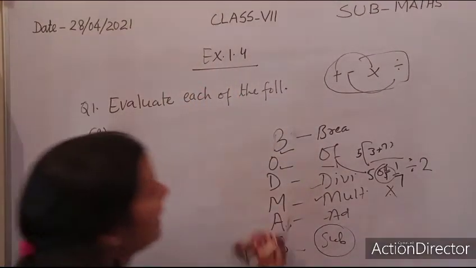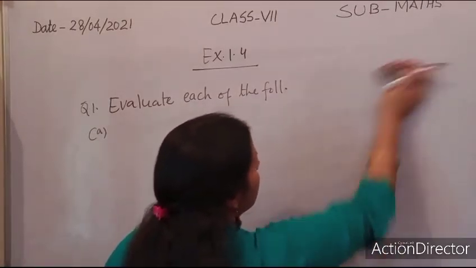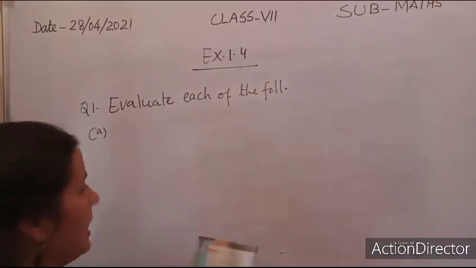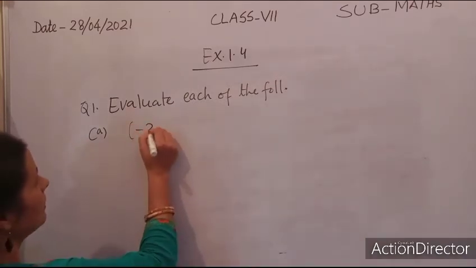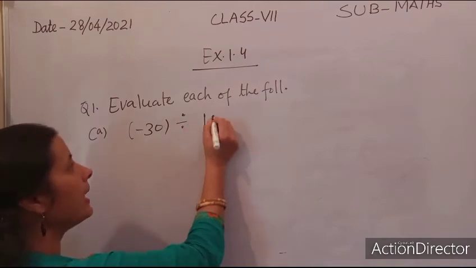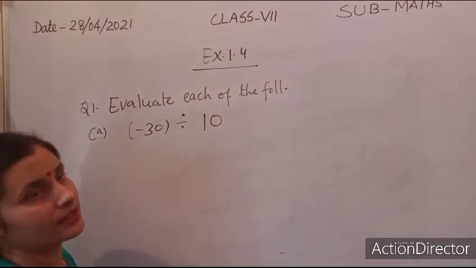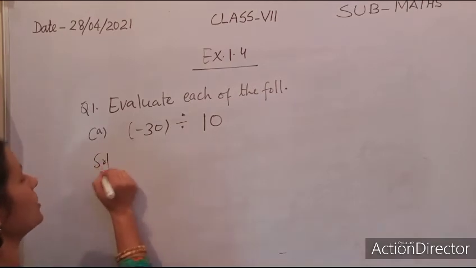Okay, so I am writing the first part of question number A. The first part of question number A is minus 30 divided by 10. Okay, so how to solve this question? There are two methods to solve this question.